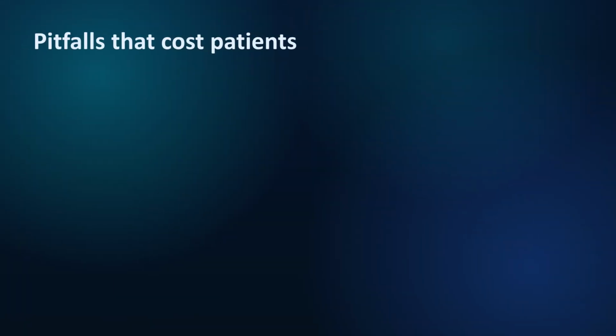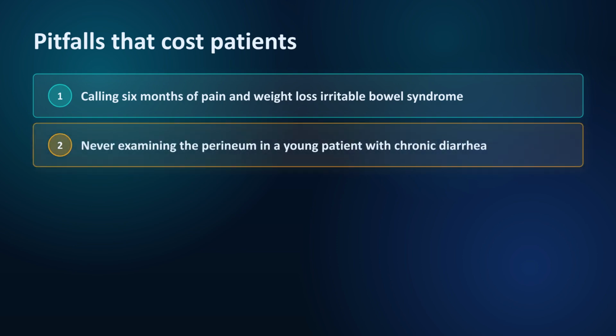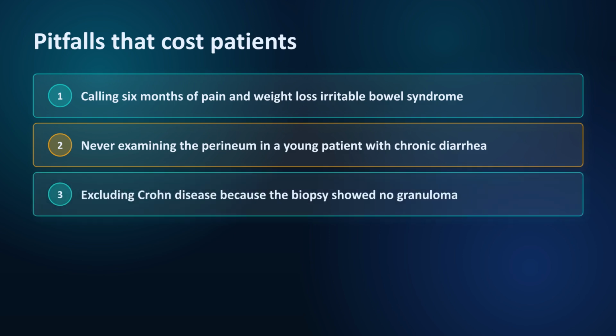The pitfalls that cost patients. First, calling 6 months of pain and weight loss in a young adult irritable bowel syndrome, which is exactly what happened to our patient. Second, never examining the perineum. Third, excluding Crohn disease because the biopsy showed no granuloma. Remember, over 75% of biopsies have none.